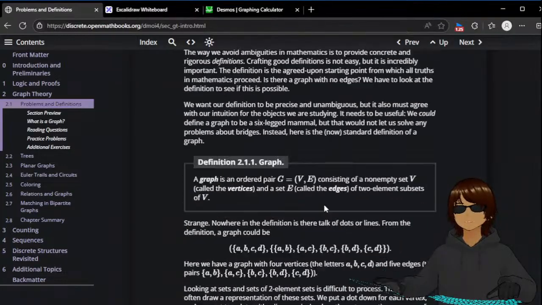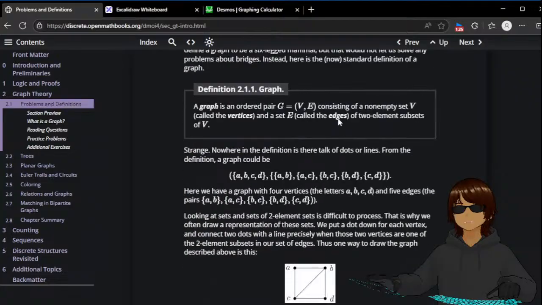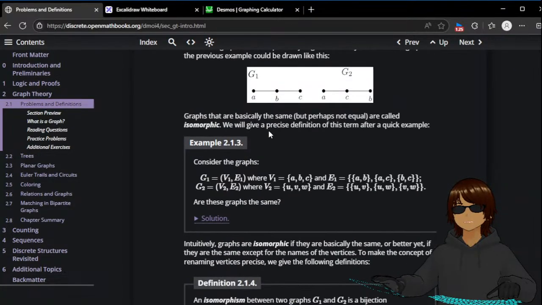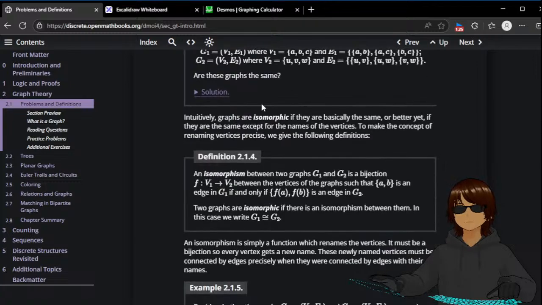And they also talked about what was it? Edges, graphs. Yeah, isomorphic. It's an isomorphism between two graphs, a bijection between the vertices of the graphs such that AB is an edge in G1 if and only if the image of AB is an edge in G2.